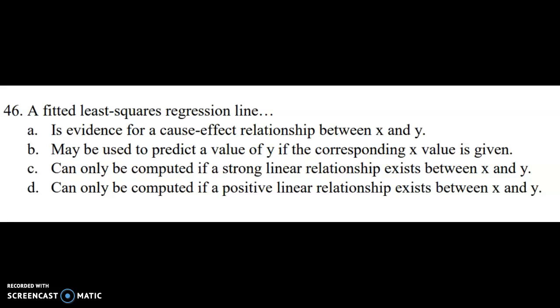Let's see why C and D are not the answer. C: Can only be computed if a strong linear relationship exists between x and y. No, you can compute this even if you don't have a strong linear relationship, even if you have no relationship, you still can compute this regression line. D: Can only be computed if a positive linear relationship exists between x and y. Again, same thing as C. You can compute this regression line even if you don't have a correlation between the two. You can always compute this regression line. So that's why C and D are not the answer.